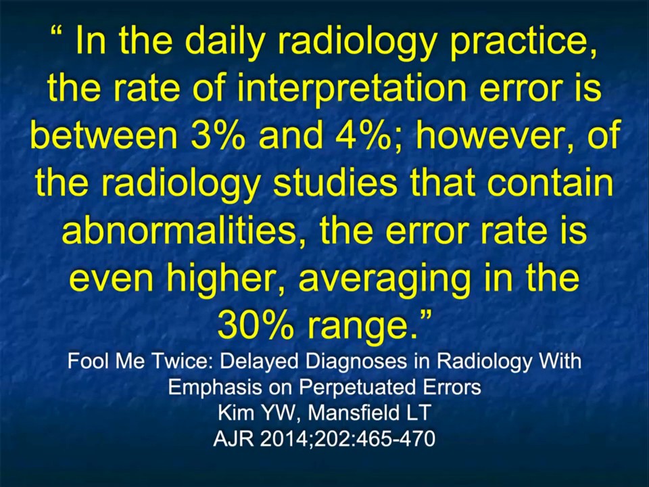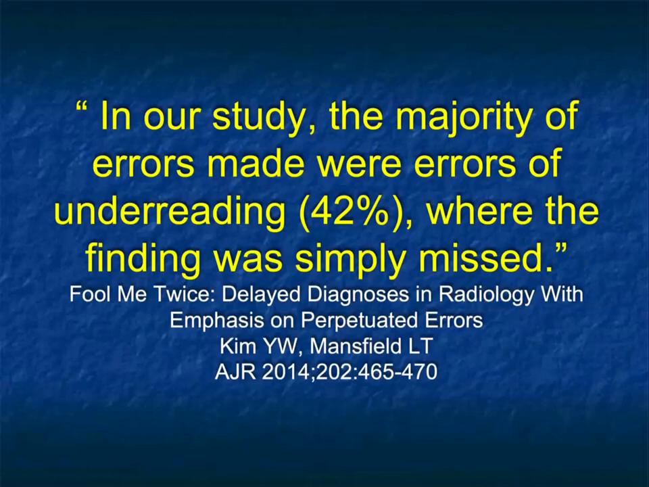So the key is, how do we take human limitations into account and develop ways of solving that? If you ask the question, how often do we make an error in radiology? Many different articles, but this article by Kim and Mansfield make the point, interpretation error is 3 to 4%. However, in studies that contain abnormalities, the error rate can average up to 30%. That's scary to me. When you're talking about errors, we talk about errors of misdiagnosis or overcalling things, overreading, underreading. Underreading is 42%, but underreading is the biggest challenge.